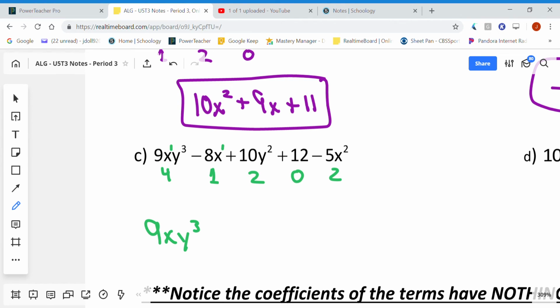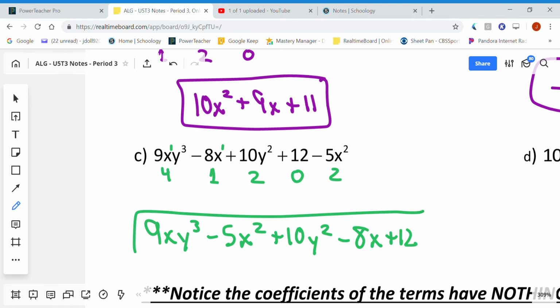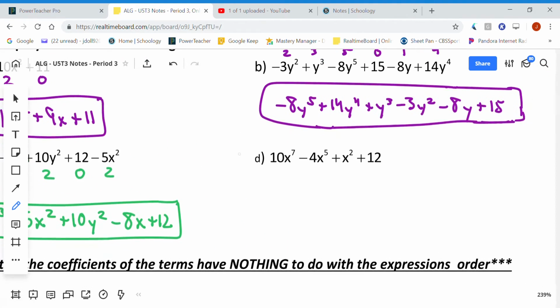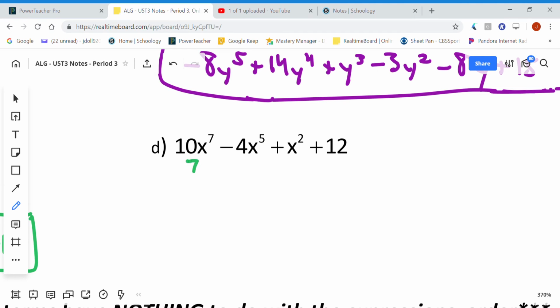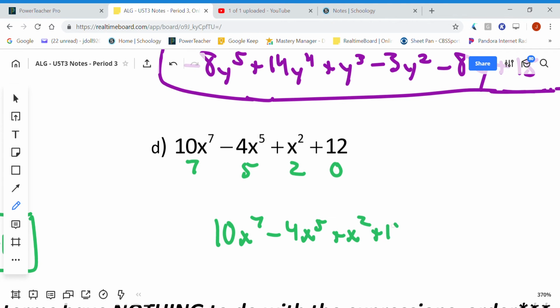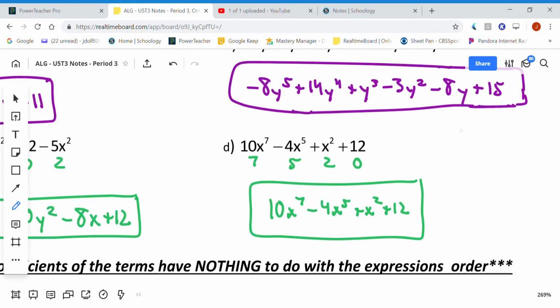If you are not given a specific variable to focus on, then it doesn't matter which comes next. So x comes before y in the alphabet, so I'm going to put x squared before y squared, but it would not matter which of these two terms with the same degree you put first. Then a degree of 1, and then my degree of 0. All right? And my last one here, notice degree of 7, degree of 5, degree of 2, and degree of 0. Look at that, 7, 5, 2, 0. It's already in descending order, so I don't actually have to move any of the terms around. It is already in descending order.